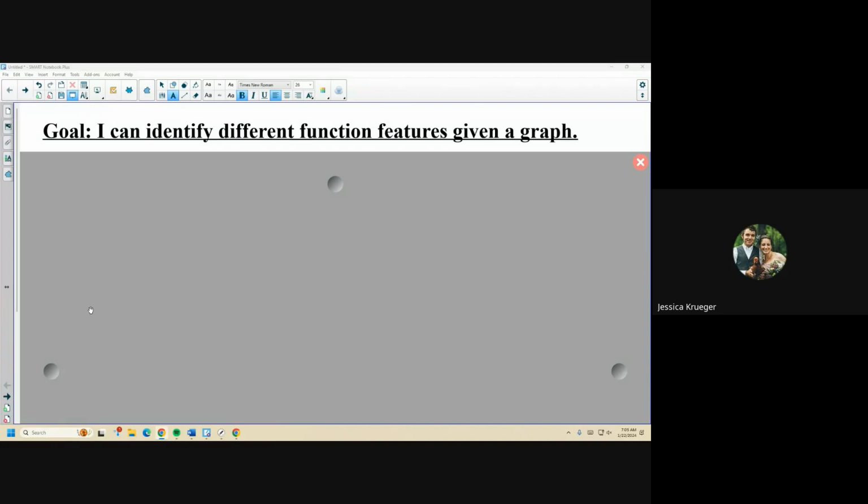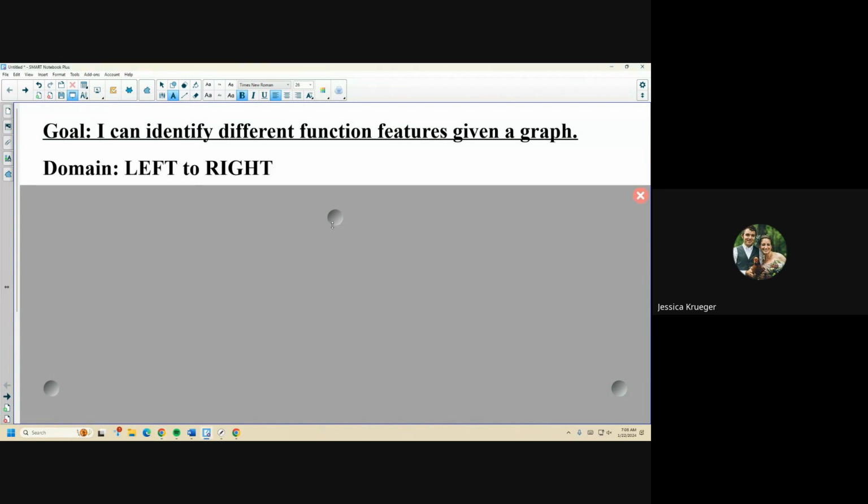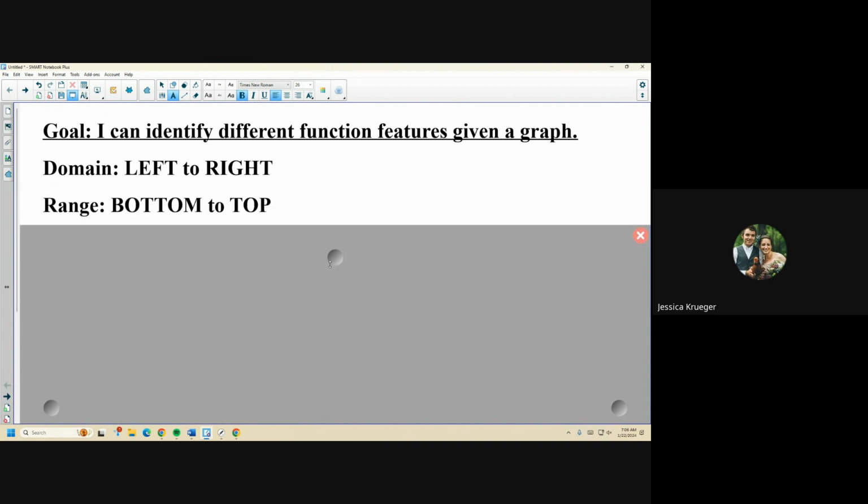Our goal for today's lesson is being able to identify different function features given a graph. Here's the function features that we're going to be practicing with. The first one is the domain. The domain is identifying where the function exists from left to right. These are the x values of your function. The range is where the function exists from bottom to top. These are the y values.